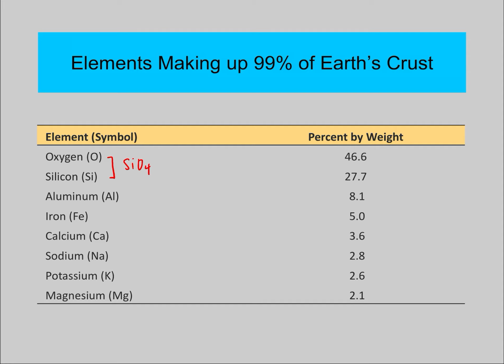Then we have aluminum, iron, something we're familiar with here in East Texas, calcium, sodium, potassium, and magnesium. Okay, so you'll see these are group 1A and 2A. And then we have 2 different other metals.